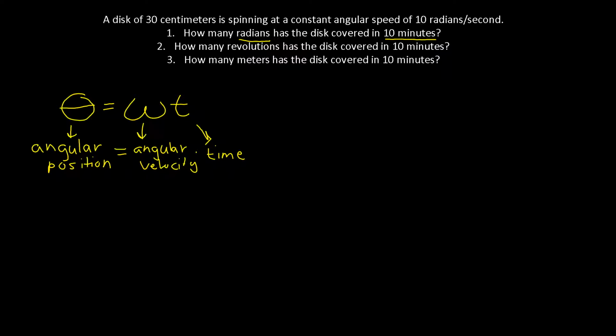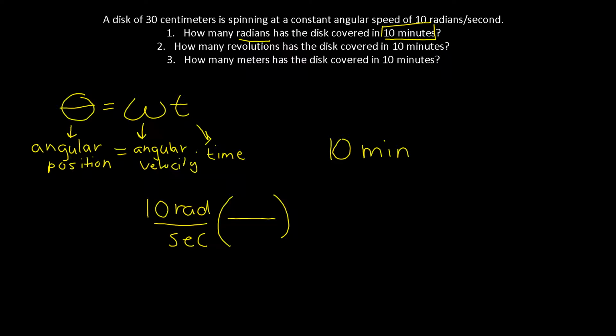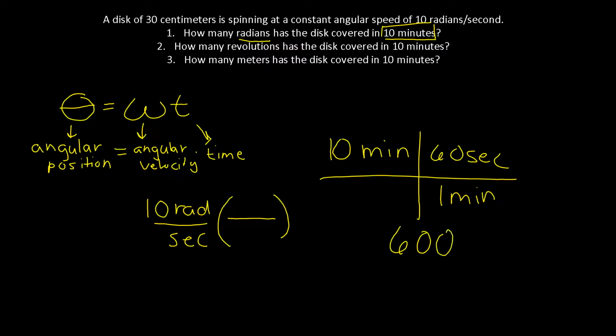So we will plug in 10 radians per second, and we're going to multiply that by the time in seconds. However, this gives us the time as 10 minutes. So 10 minutes is going to be equivalent to 600 seconds.